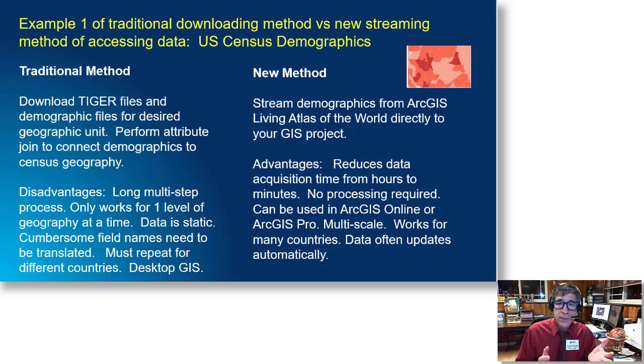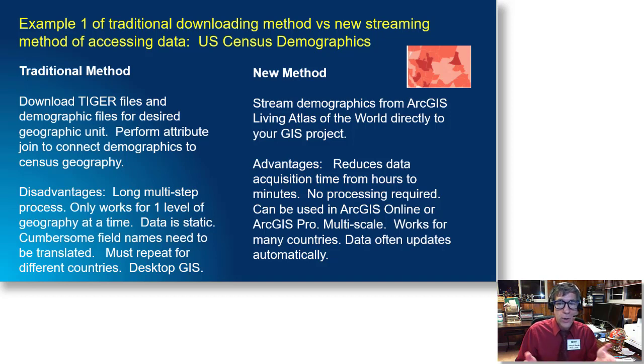The traditional method in this example is that, let's say you wanted to obtain some demographic data for the US. You would go to the Census Bureau's Tiger files, which have the geometry for census tracts, block groups, counties, political and statistical areas. You'd have to then get the tables of the demographic data and join them to the Tiger files, to the geometry, and then have to deal with things like field names are very difficult to determine. P001-0001 is total population. P001-0002 is median age, etc. You'd have to deal with all of that, and it was a long multi-step process.